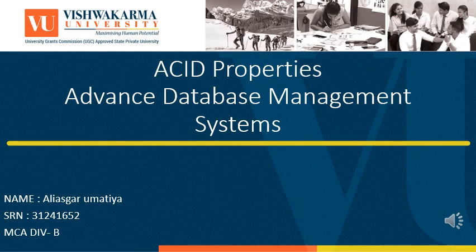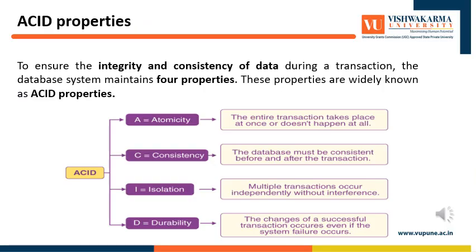Today my topic is ACID properties in ADBMS. To ensure the integrity and consistency of data during a transaction, the database system maintains four properties. These properties are widely known as ACID properties.